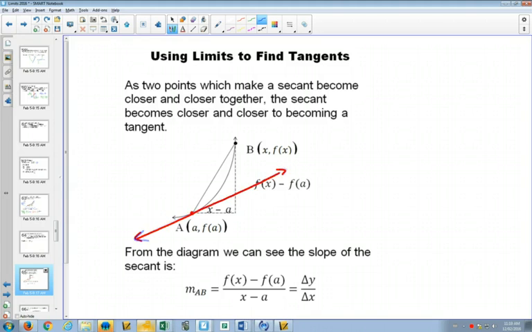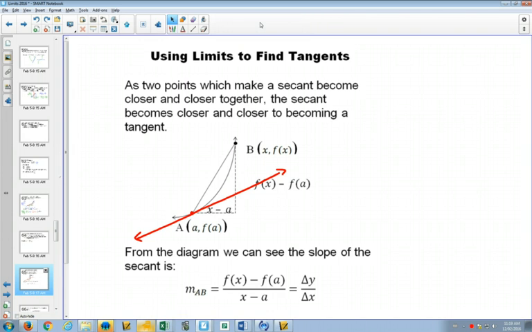Does that make sense? That the closer you put your two points together, the closer it's going to be to the slope of the tangent. And this idea of getting closer and closer to something is what we've been studying so far, right? That's limits. So if we could somehow take the limit as it gets closer and closer, then maybe we'll be able to figure out exactly what the slope of that red tangent line would be.